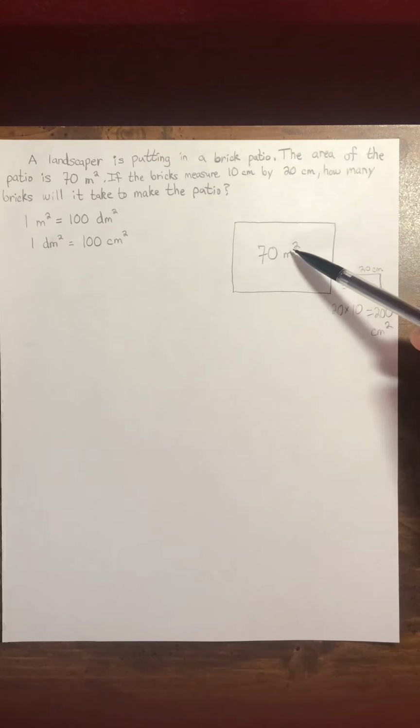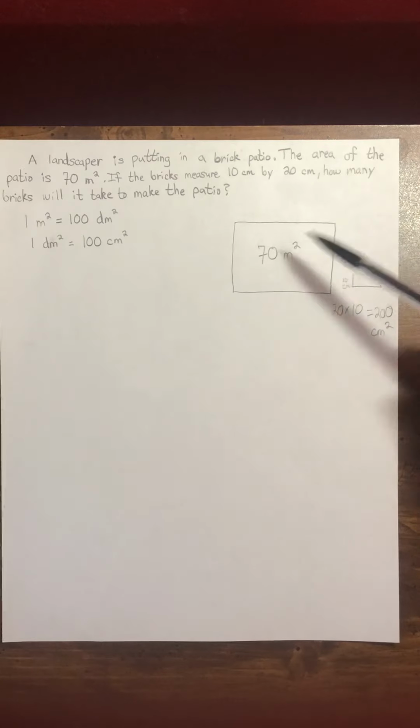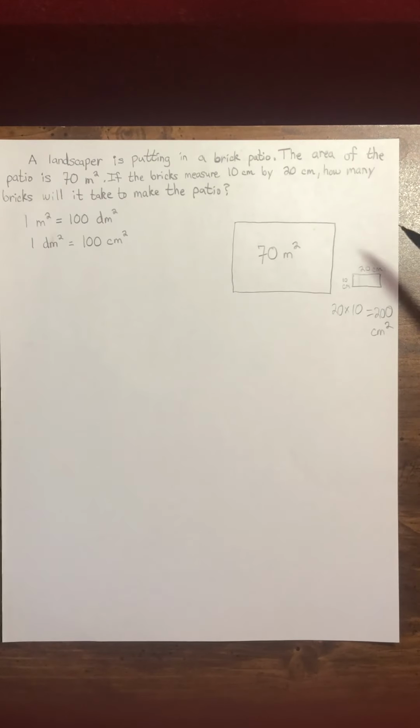So it's important to note that you can never convert from squared units to not squared units, and that goes for any type of units. You can't convert from cubed units to not cubed units, single units to not single units. Just keep that in mind. So what we want to do here is find out how many bricks it will take to make up this patio. But we have square meters and we have square centimeters here, so we're going to want to convert one into the other. What I find is it's usually easier to convert the bigger units into smaller units. So let's try that.